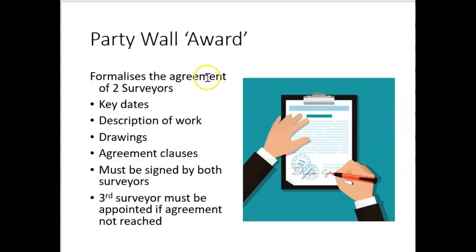The party wall award formalises the agreement of the two surveyors. It gives key dates, it gives the description of the work, it will include drawings and any agreement clauses. It must be signed by both surveyors, or the third surveyor if agreement can't be reached.